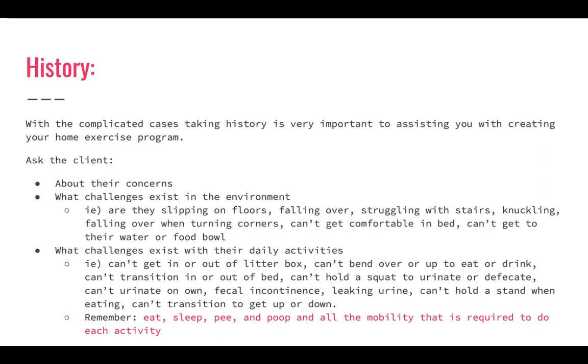They can't bend down or up to eat or drink, can't transition in and out of bed, can't hold a squat to urinate or defecate, can't urinate on their own. Any fecal or urinary incontinence that we need to address, I do think we need to be addressing pretty early on. They can't hold a stand when eating, or they can't transition to get up or down. So when taking your history, just remember the basic life things the pet needs to do, such as eat, sleep, pee, and poo, and all the mobility that is required to do each one of those activities.